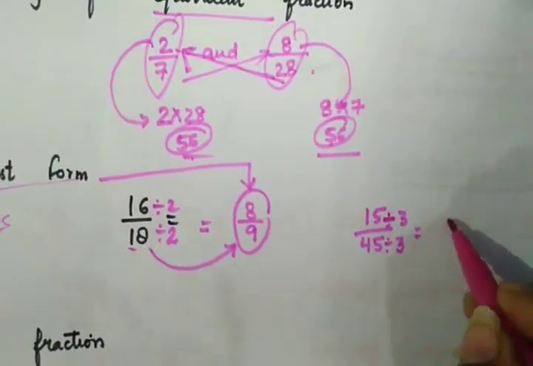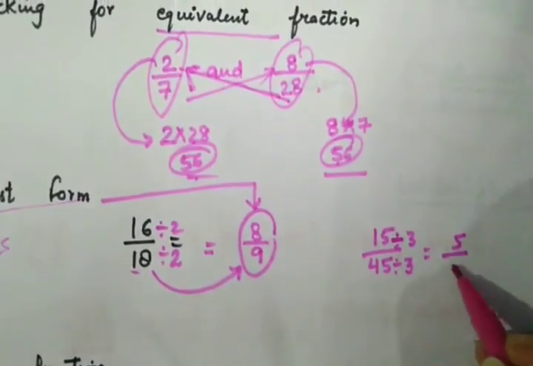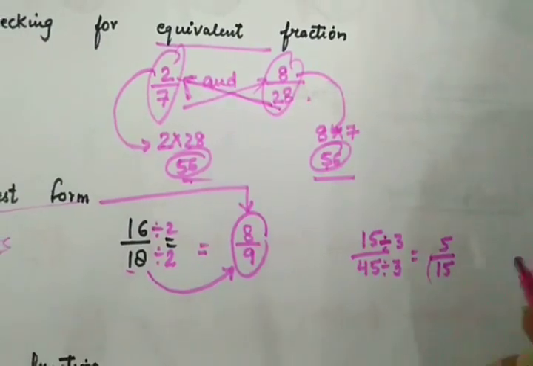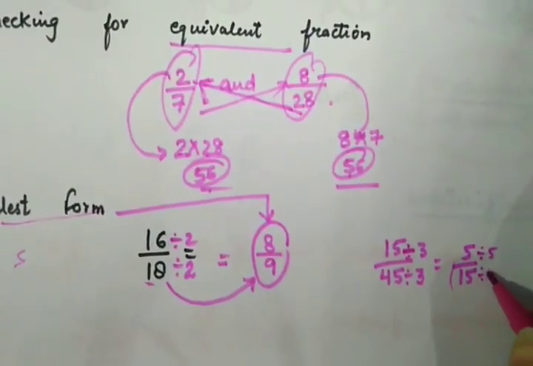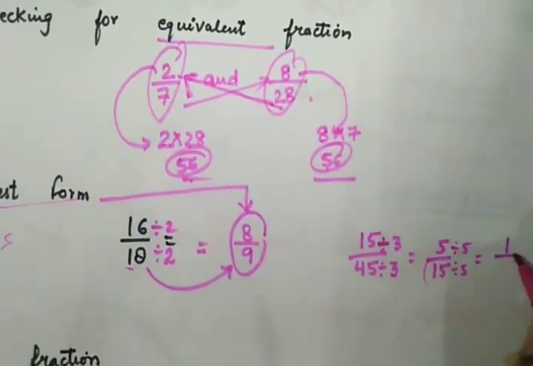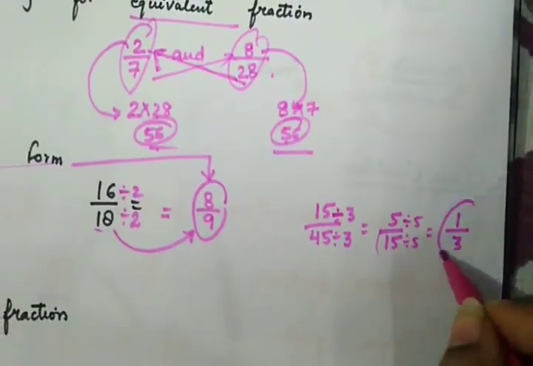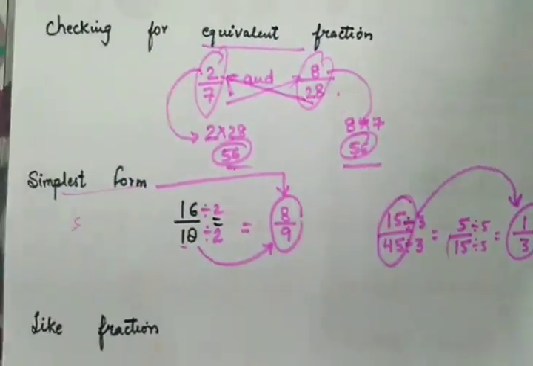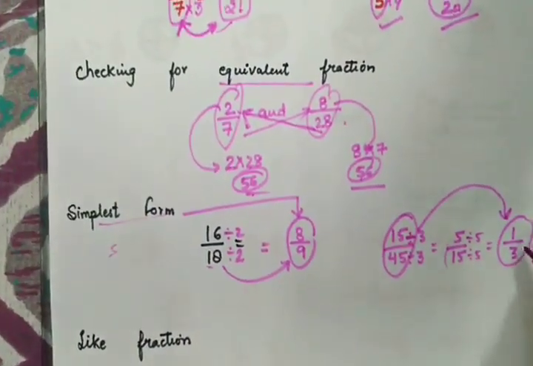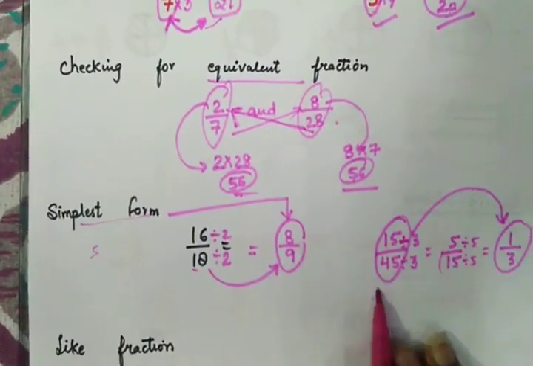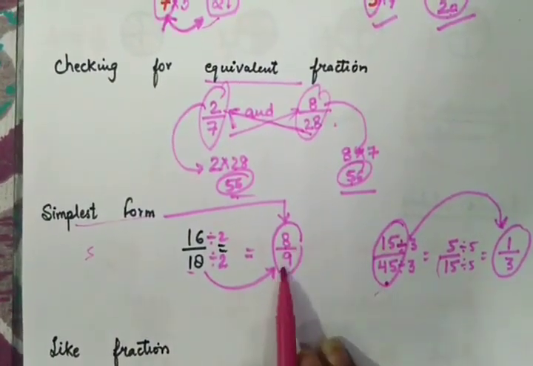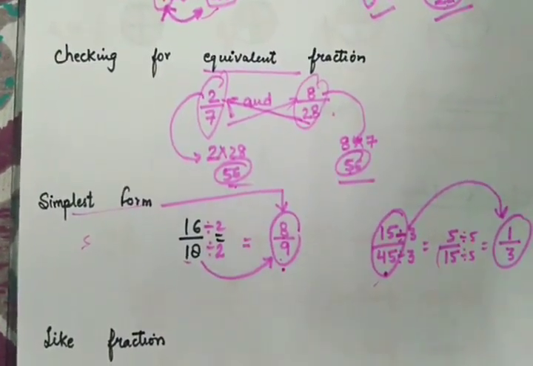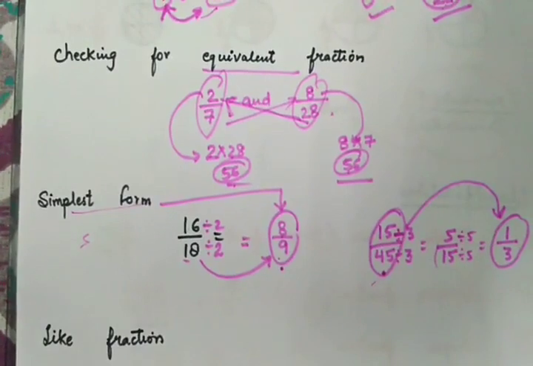15 divided by 3, 5. 45 divided by 3, 15. Still this is reducible. Still both are coming in the table of 5. Let's divide both of them by 5. 5 divided by 5, 1, and 15 divided by 5, 3. So that means 15 upon 45 can be reduced to 1 upon 3. So 1 upon 3 is the simplest form of this number, and 8 upon 9 is the simplest form of 16 upon 18. I hope you have got my point.